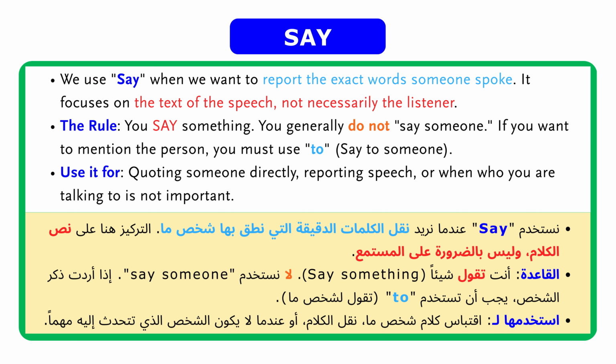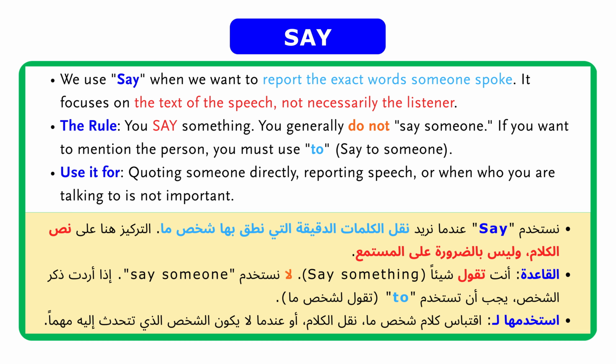First, let's talk about say. We use say when we want to report the exact words someone spoke. It focuses on the text of the speech, not necessarily the listener. The rule: you say something.